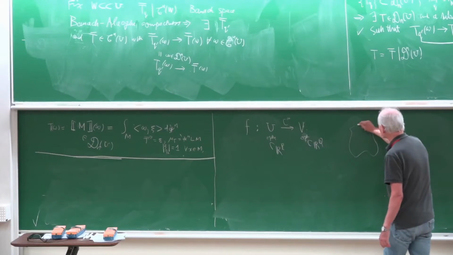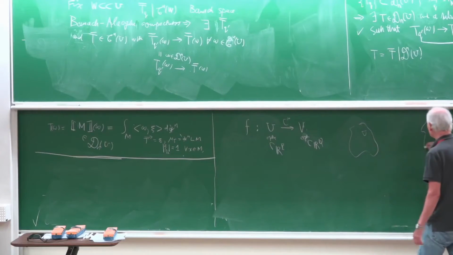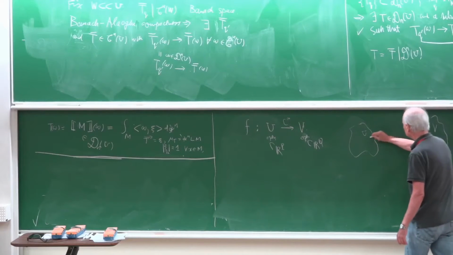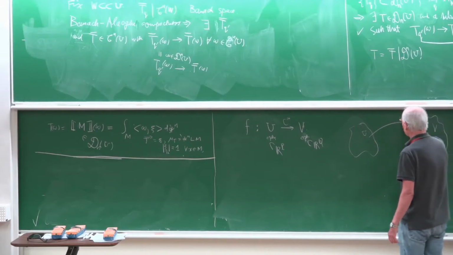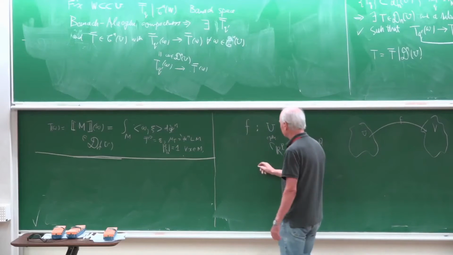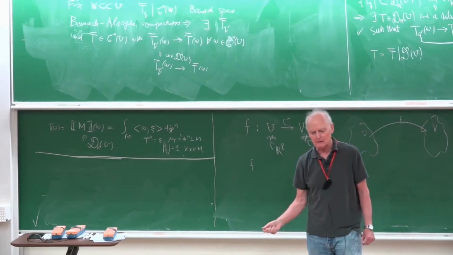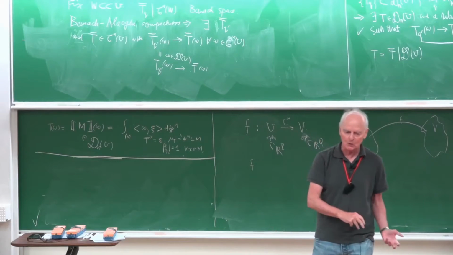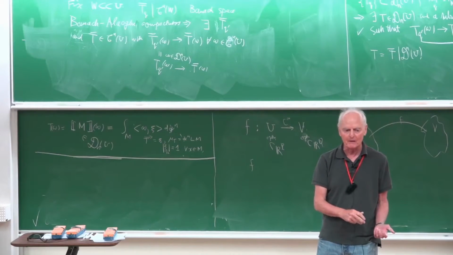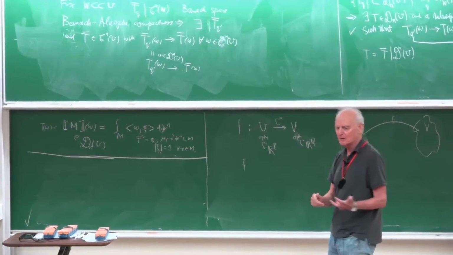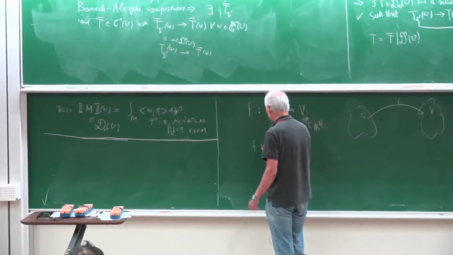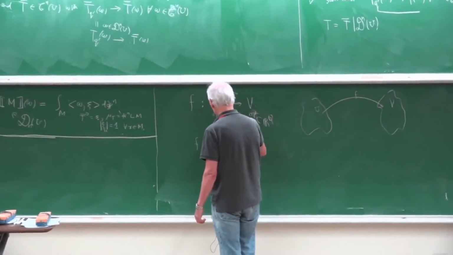So we've got this F. And as usual, of course, we're going to require that we want to be able to pull back forms of compact support and still have a form with compact support. So it's important that F be proper, right? So F proper, meaning the preimage.